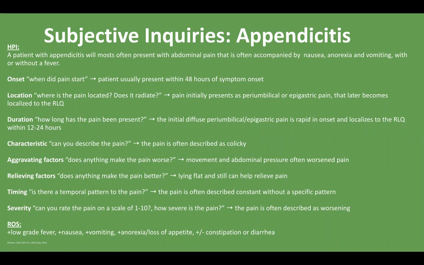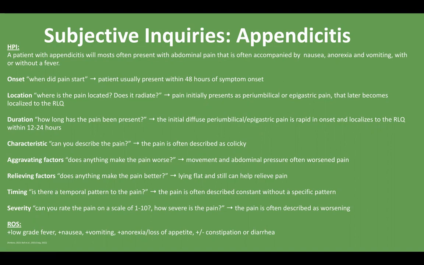When asked to describe the pain, patients often describe it as colicky. In terms of aggravating factors, movement as well as pressure on the abdomen can make pain worse. When asked what relieves the pain, sometimes lying still or flat can relieve pain. In terms of timing, the pain is often described as constant without a specific pattern. And then in terms of severity, the pain is often described as worsening over time.